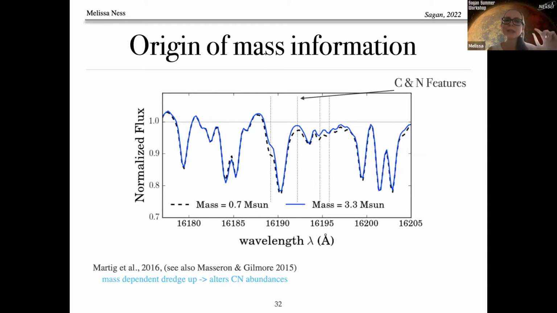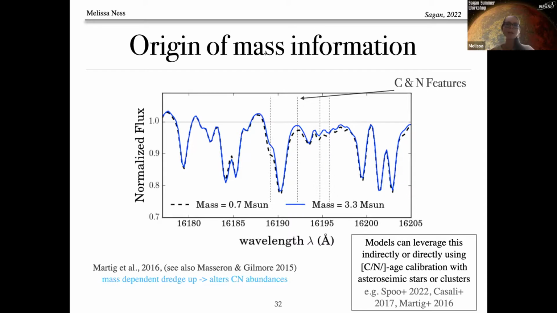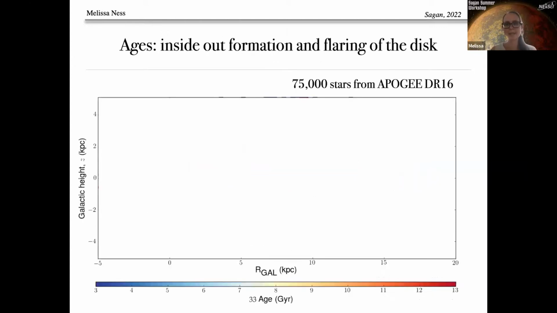These are very subtle signatures, so we're only able to infer the age of stars to a precision of about 30%. So we're not able to do anywhere near as well as these other methods in terms of precision, but we're able to do this for many, many more stars over a larger spatial extent. And models such as The Cannon can leverage this indirectly, or the carbon and nitrogen can be leveraged directly with age calibrations using either asteroseismic stars or clusters.